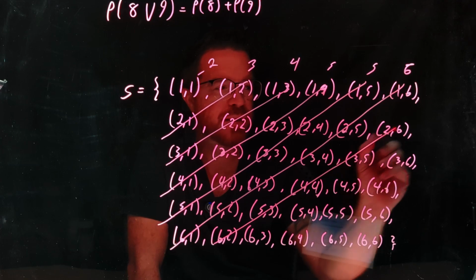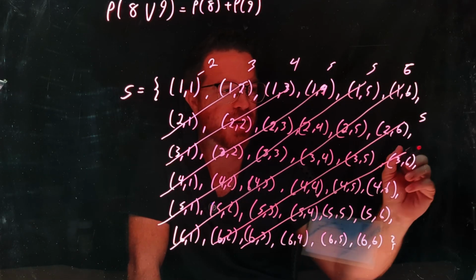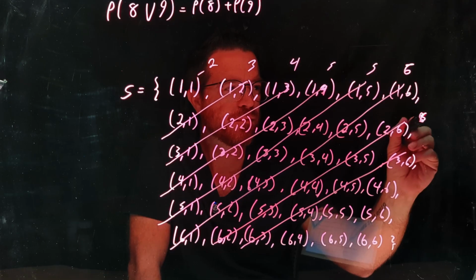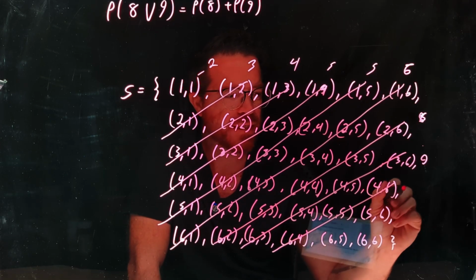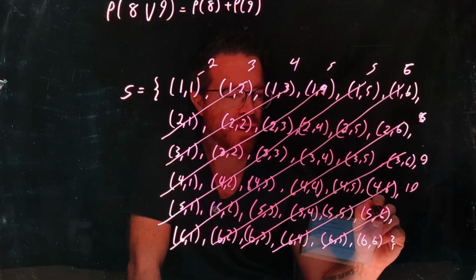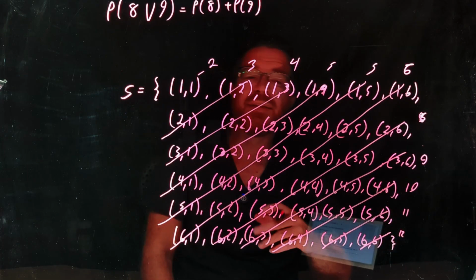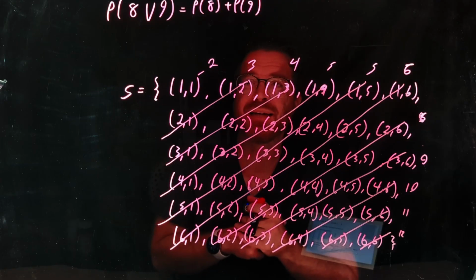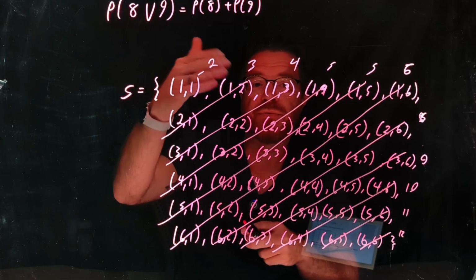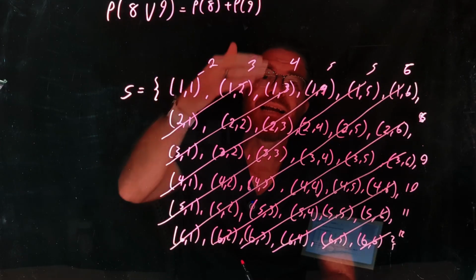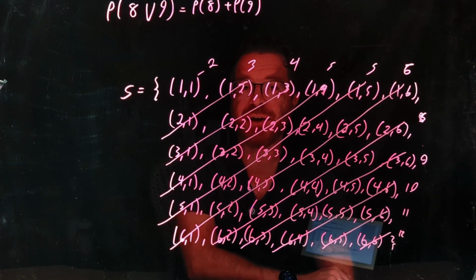There's 5 ways that I can get an 8. There's 4 ways that I can get a 9. There's 3 ways that I can get a 10. There's 2 ways that I can get an 11. And there's 1 way that I can get a 12. And this is actually how I knew off the top of my head that for a probability of 8, there were a total of 5 ways that I could get an 8 and a total of 4 ways that I could get a 9. And it's because it follows this pattern.